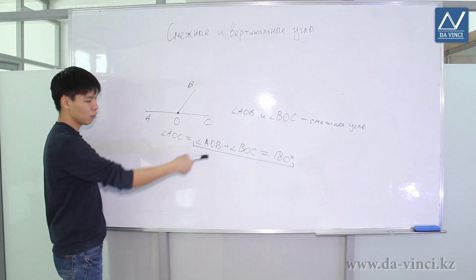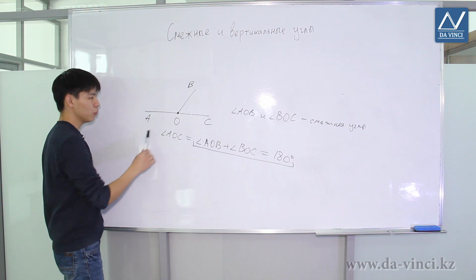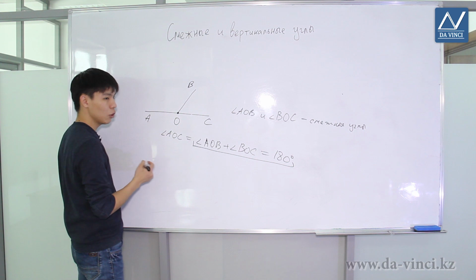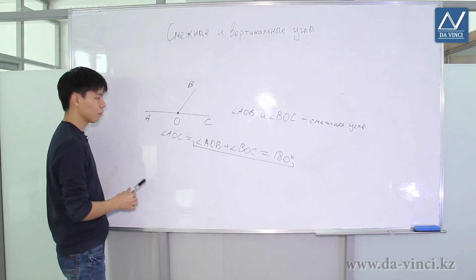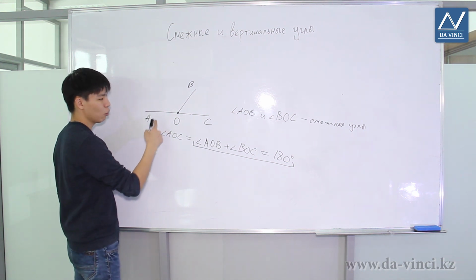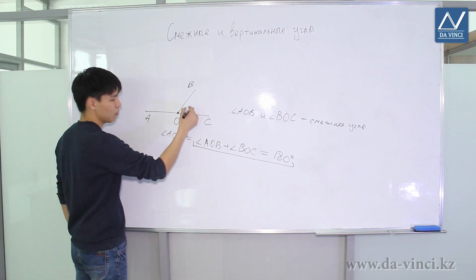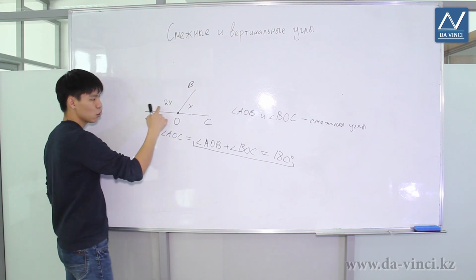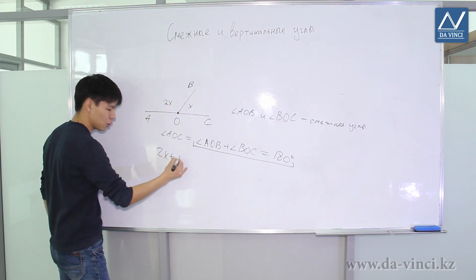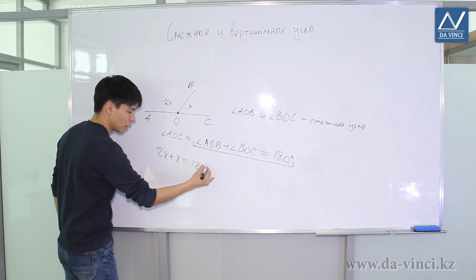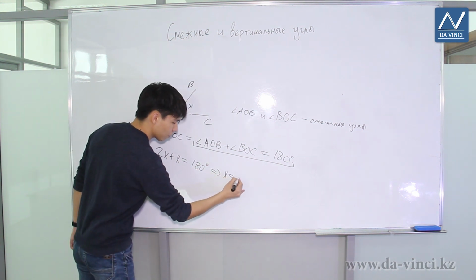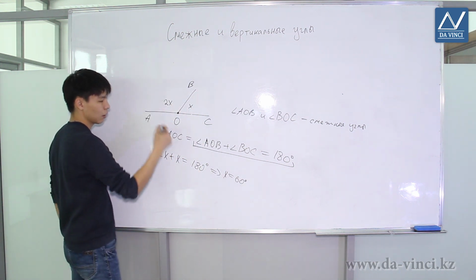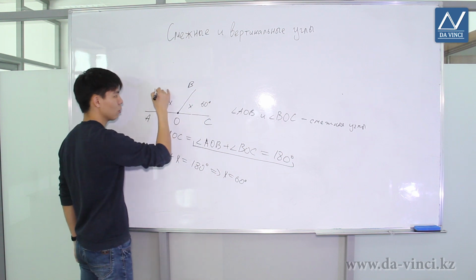Let's take a look at an example. How can we use this to solve problems? Let's say we have two adjacent angles, and we know that one angle is 2 times larger than the other. It is required to find these angles. Let's denote the smaller angle as x, and the larger angle will be 2x. The sum of adjacent angles, 2x plus x, is 180 degrees. From here we can easily find that x is equal to 60. If one angle is 60, then the second angle is 120. Thus we have found these two adjacent angles.